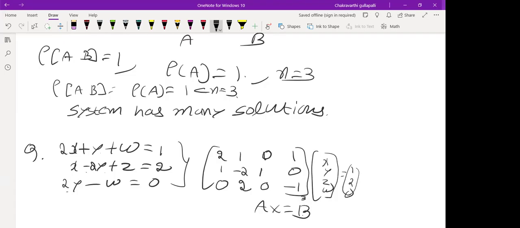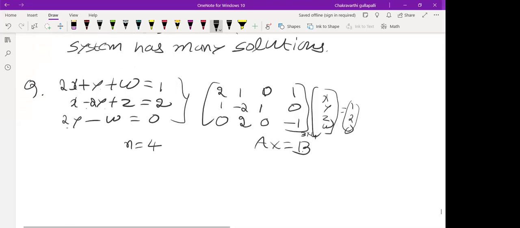So which order matrix is this? 3 by 4. N is 4. So what do we have to do? We have to consider the augmented matrix. Had the right side been zeros, we would have concluded many solutions without putting pen on the paper. But now it is non-zero, so it is non-homogeneous. So you need to do the work.